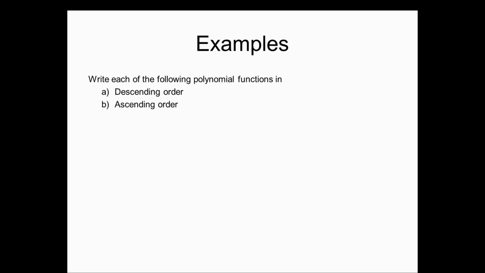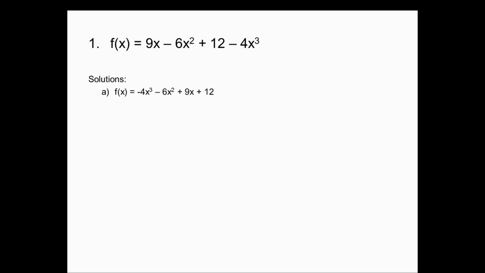Write each of the following polynomial functions in Part A descending order, Part B ascending order. Okay, so we're doing descending and ascending. Here's our first one. I've got f of x equals 9x minus 6x squared plus 12 minus 4x cubed.